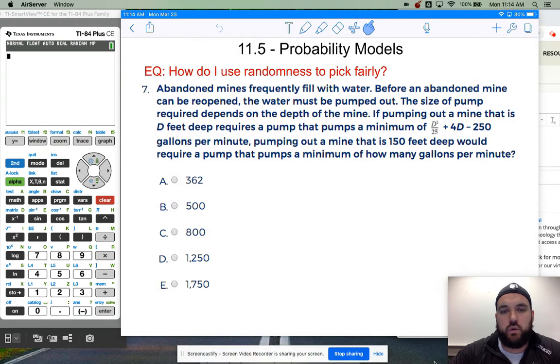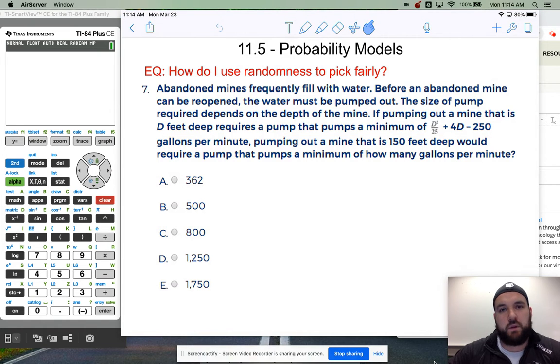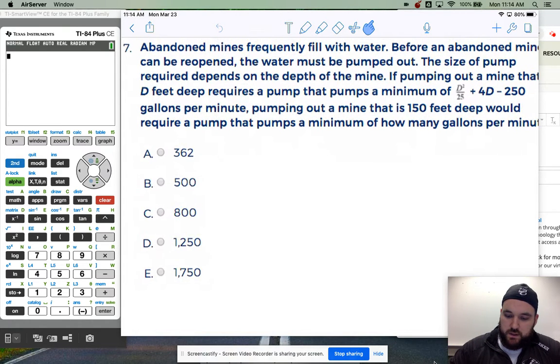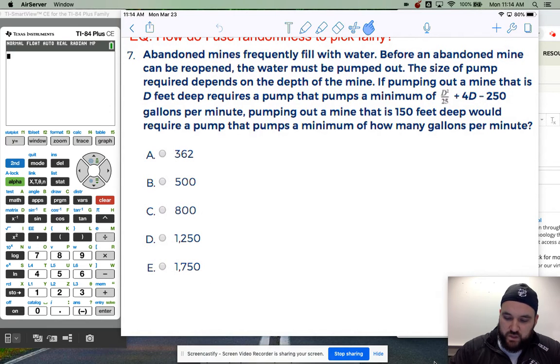We're going to move to section 11.5, which is talking about probability models. And really, what we're going to be talking about today is what it means to fairly choose, fairly make decisions, so as to not introduce any bias in a selection process. Our EQ is how do I use randomness to pick fairly? And that word random can be kind of tough to define or quantify, but we'll give it our best shot. Again, just kind of a multiple choice standardized test type question to get us started.